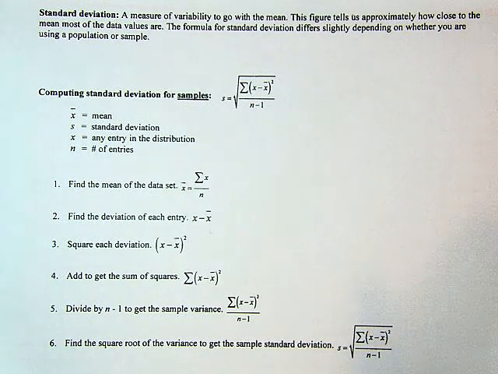Okay, so standard deviation. It's a measure of variability or spread to go with the mean. The figure tells us approximately how close to the mean most of the data values are. The formula for standard deviation differs slightly depending on whether you're using a population or a sample. Right now we're going to be dealing with a sample, and a sample implies it's a subgroup of a larger set of data. So here is our calculation.